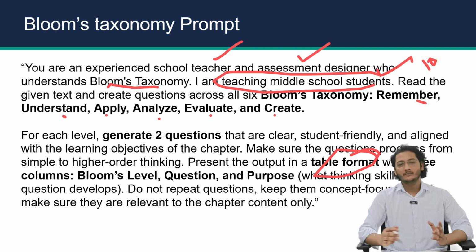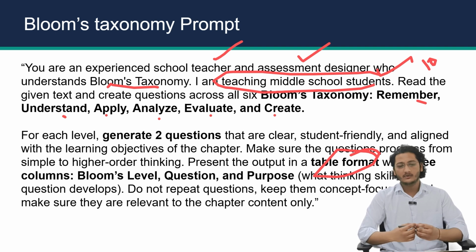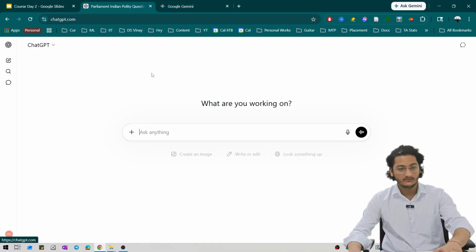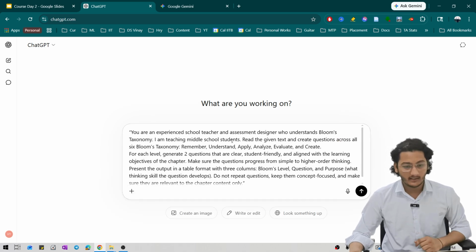If you directly prompt, you will get a question directly, which you then have to analyze to see whether it's a remember level question or an evaluate question. That's why we focus on effective prompting. So now I have given this prompt: I want a table format with 3 columns, Bloom's level, question and purpose. Let's type this prompt and see what responses we get. So I'm going to open ChatGPT. We have not given any topic.